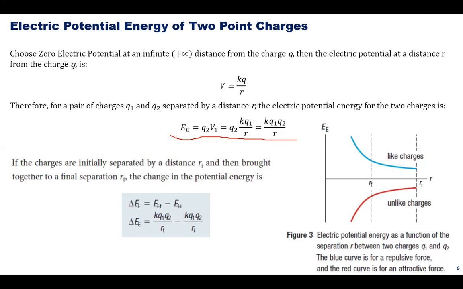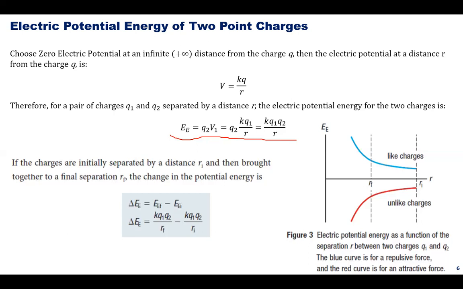If the charges are initially separated by distance ri, and then brought together to a final separation rf, then the change in the potential energy should be delta EE is EEf minus EEi, right? Therefore, delta EE is given by kQ1Q2 over rf minus kQ1Q2 over ri. Note that only changes in potential energy matter, right? And that EE approaches zero when the two charges are very far apart.